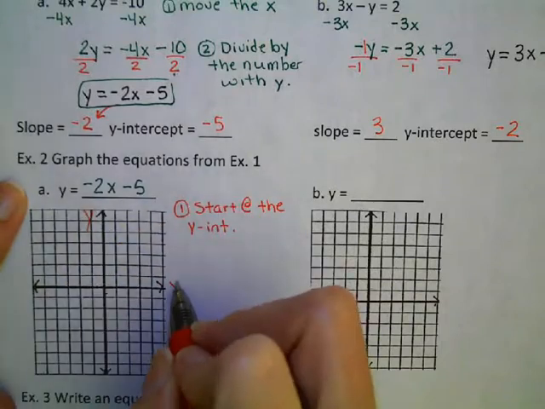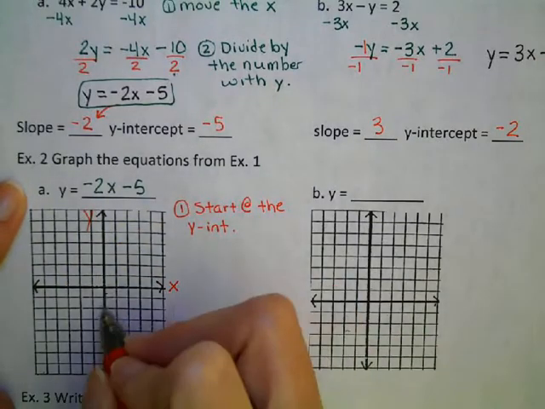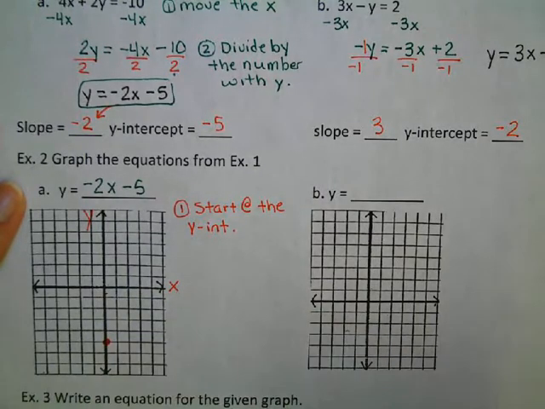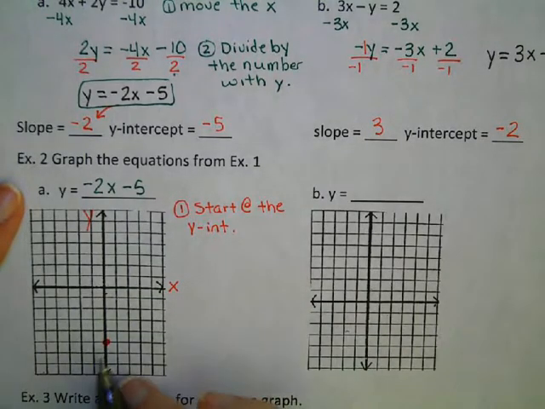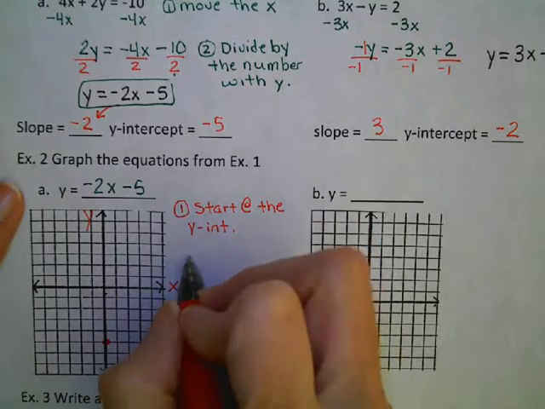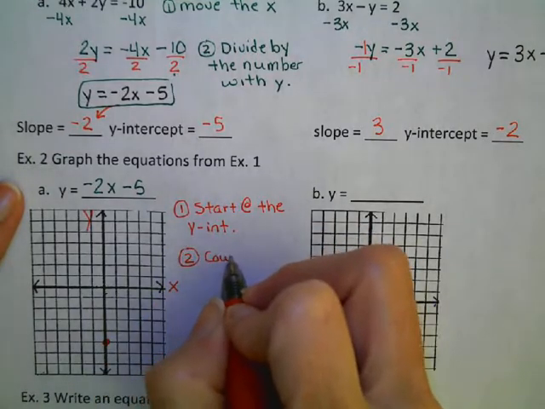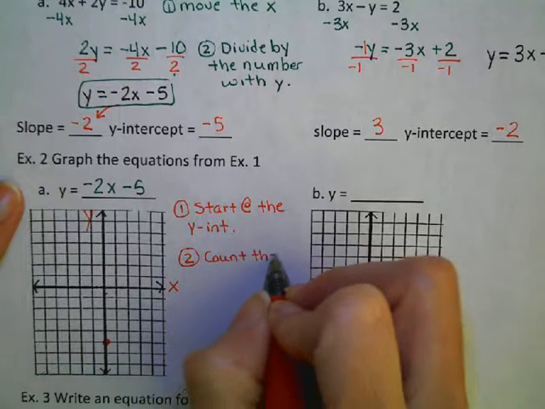This is called your y-axis. This is your x-axis. So negative 5 would be down 1, 2, 3, 4, 5. Put a point. Once you have the y-intercept graphed, the second step to graphing is to count the slope from that point.